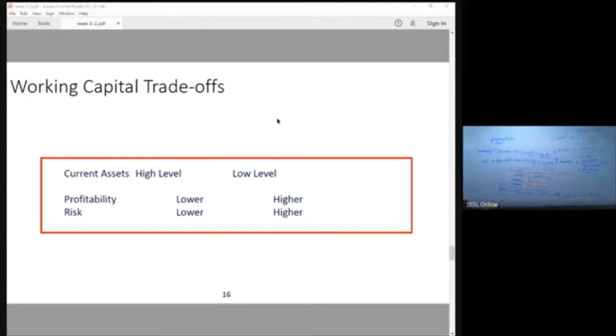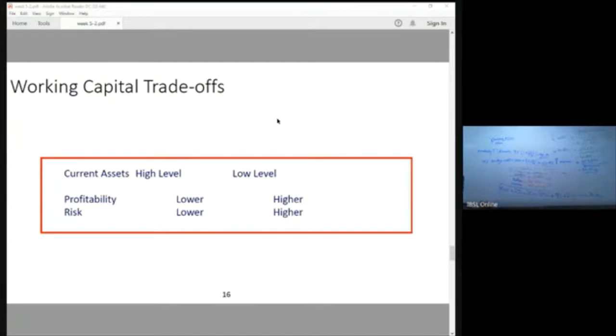But on the other hand, if you have low working capital, your profitability will be relatively high, because the amount that is released from working capital can be invested somewhere, or you can even settle your borrowings, right? So your profitability will have a positive impact if your working capital is low.